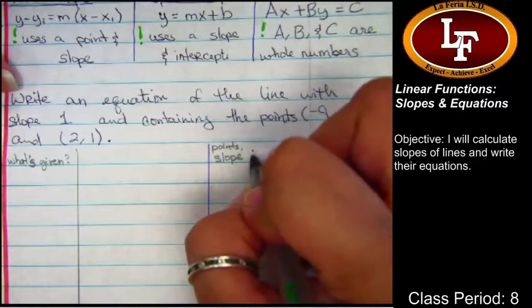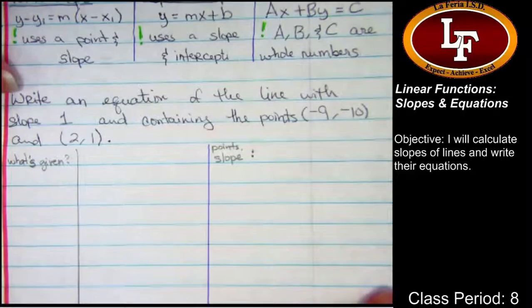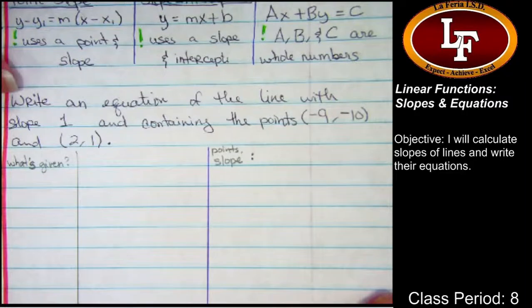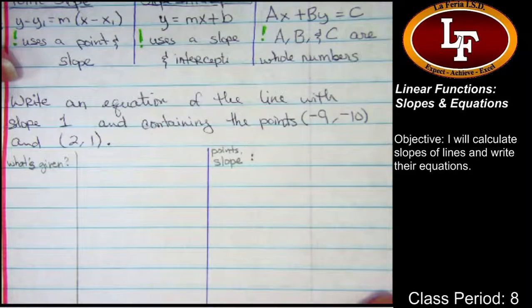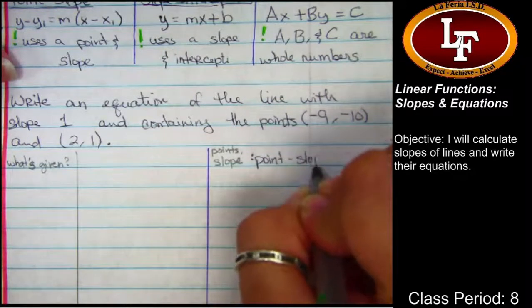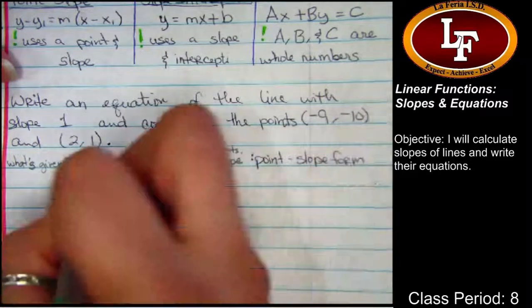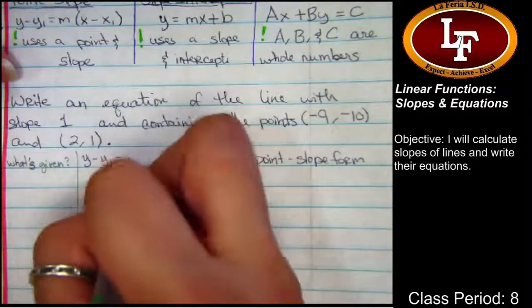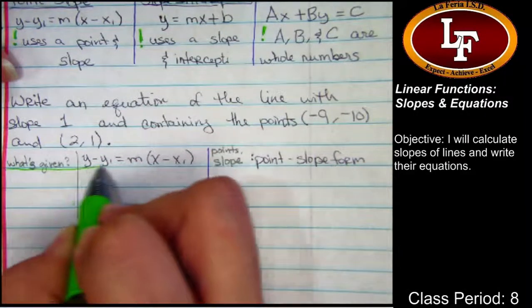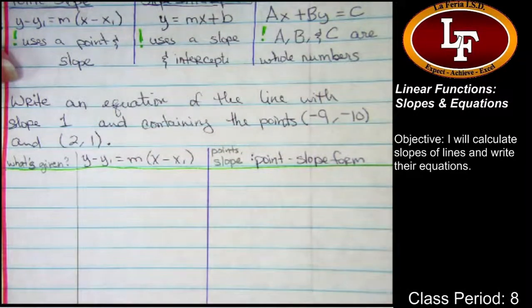Which form of the equation of a line, up here at the top of the screen, can we use if we've got points and a slope? Point slope. Beautiful. So that's where we're going to start. Point slope form. So I'm going to write it. There's the point slope form of the equation of a line. And so I'm done with that, and I'm going to underline it with a color.